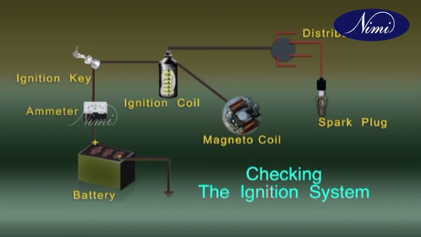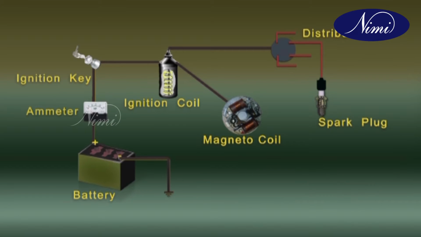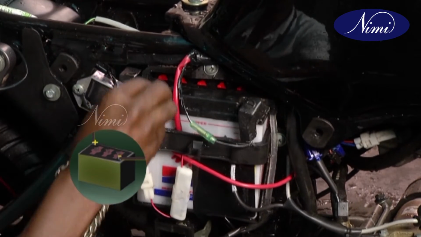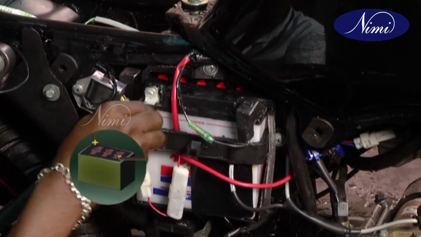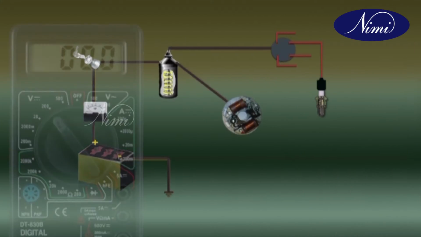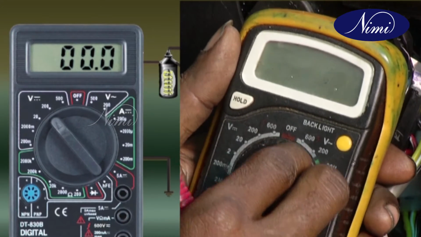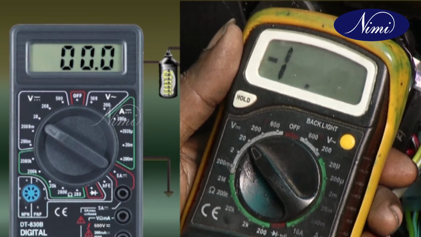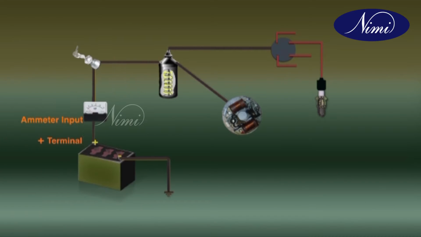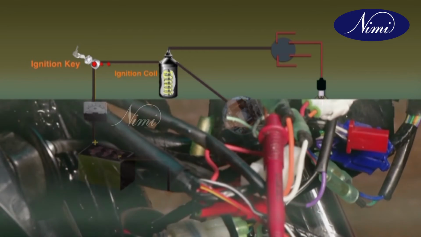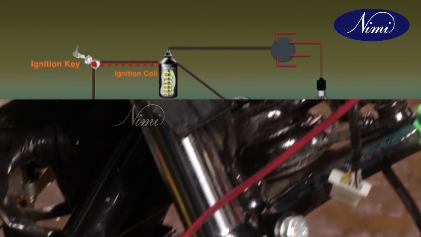Checking the ignition system. Check the battery terminals and tighten them if they are loose. Using an AVO meter, multimeter, in 12 volts range, connect the positive terminal of the battery and a meter input lead to check continuity. Check continuity between a meter and ignition key and ignition coil, magneto coil.